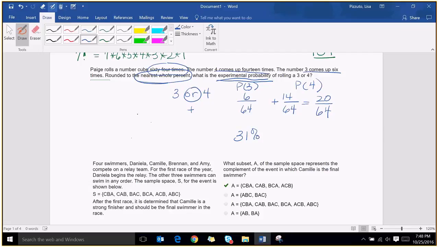So do you understand where the 6 over 64 and the 14 over 64 came from? Yes. Okay, and the key here is we're using the experimental probability. And how many types of probabilities? There's experimental, theoretical, and that's it. It's either experimental or theoretical. Okay.